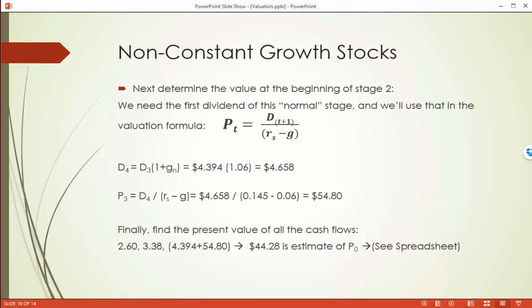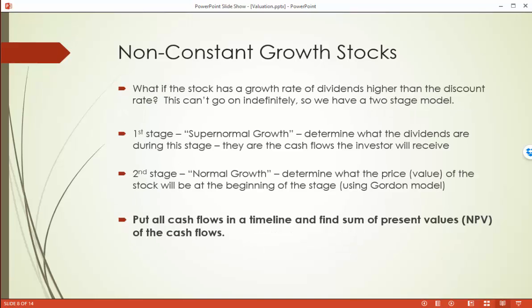The second part of this is to determine the value of the stock at the beginning of stage 2. So we need to find the first dividend of the normal stage of growth. And then we're going to use that in the valuation formula that we looked at last time, where the price at any time period t is equal to the next dividend, denoted by D with t plus 1 as the subscript, divided by the required rate of return minus the growth rate, so RS minus G. So in this case, we need to find out what the dividend at time period 4 is, so we can find out what the price at time period 3 is.